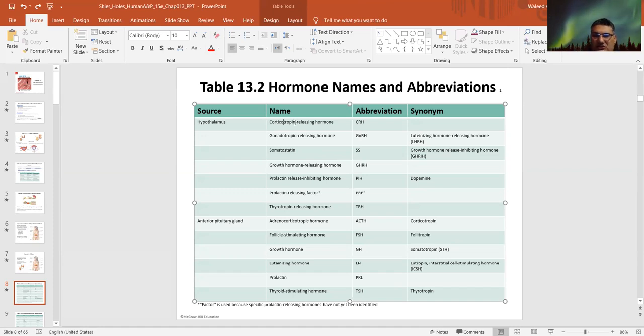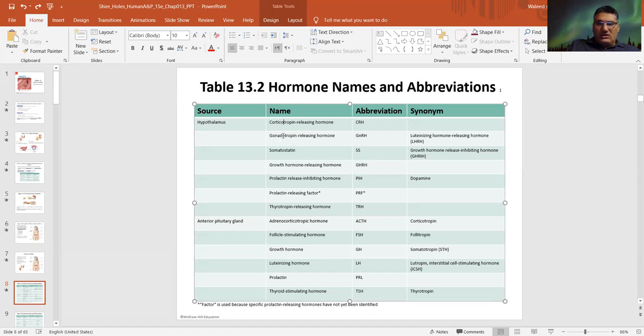Or trophic to something, means it's going to stimulate something or make it grow or make more of the function, stimulating the function and so on, tropin. So corticotropin releasing hormone, this is the hormone that will result in the adrenal cortex working.